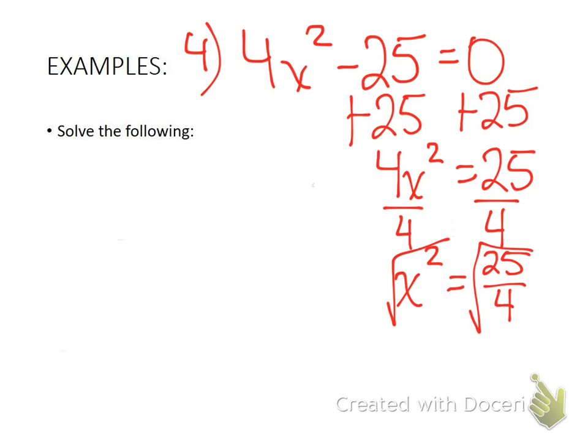2.5. No. I don't want decimals. What's the square root of 25? What's the square root of 4? 2. So x equals 5 over 2, or x equals negative 5 over 2. Don't give them to me as decimals, just leave them as fractions.